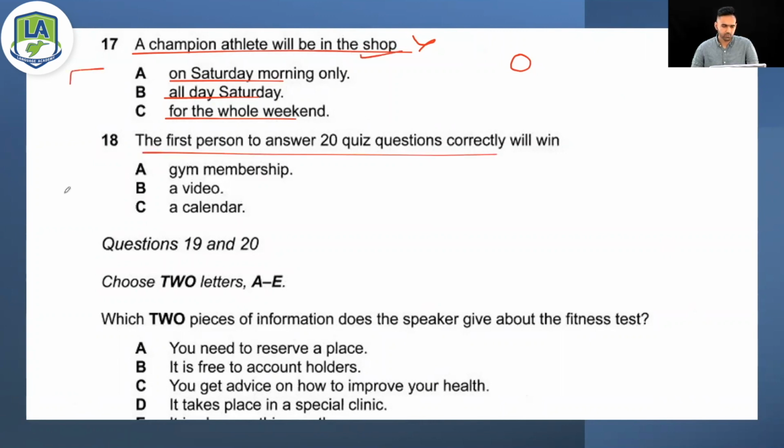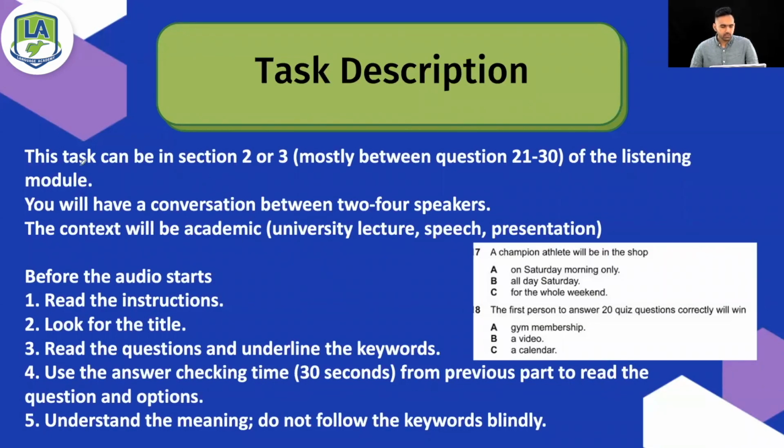So these are MCQ single answers. You can have MCQ multiple answers as well, where more than one option will be correct. So you'll get an audio, you need to understand the audio and select two correct options. This task can be either in your section 2 or section 3. Remember, your IELTS listening is divided into 4 parts or 4 sections: 1, 2, 3, and 4, 1 being the easiest, the last 4th being slightly difficult.